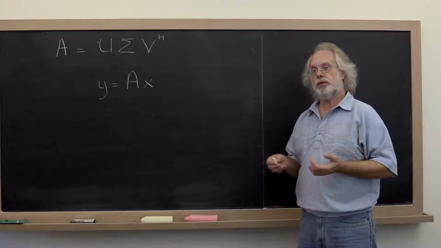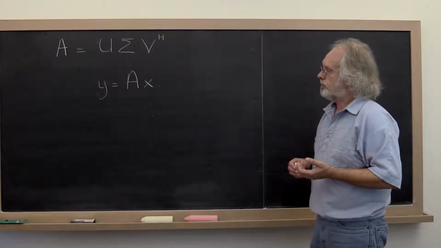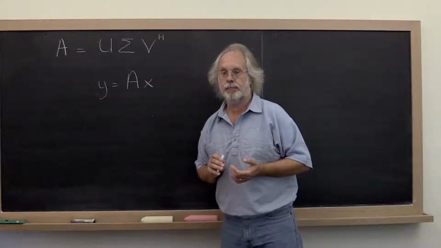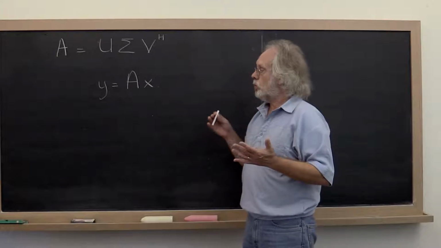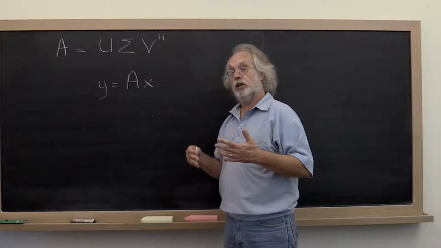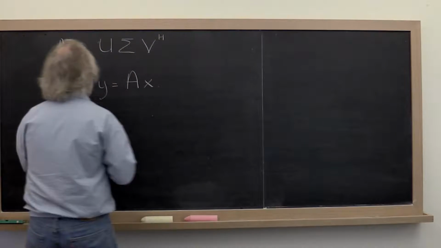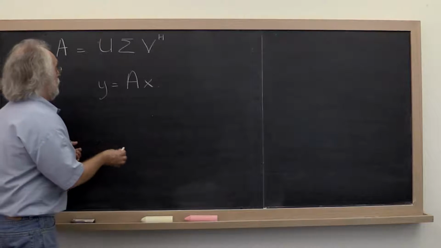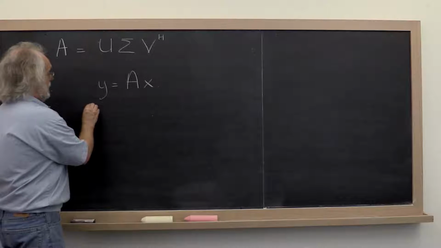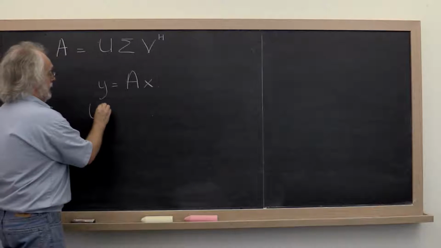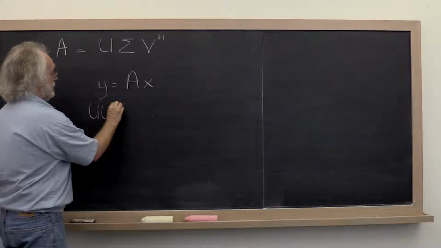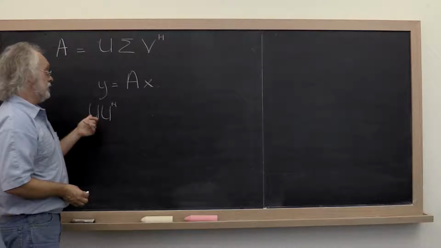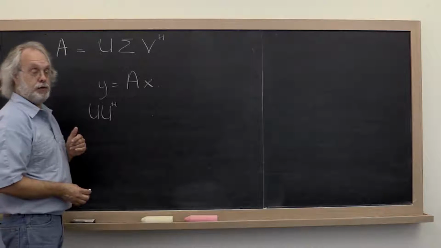Let's play a little bit with the singular value decomposition. Let's look at y is equal to A times x. Now, we saw that we can always multiply a vector by the identity. So one thing we can do is take y and multiply it by the identity, except that we split the identity into the unitary matrix U times its Hermitian transpose.